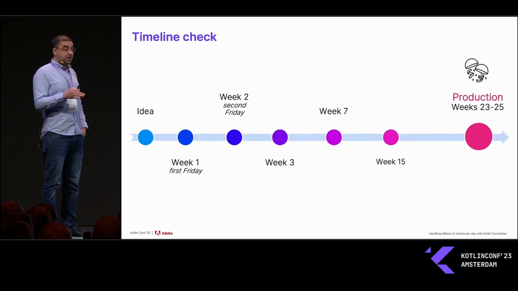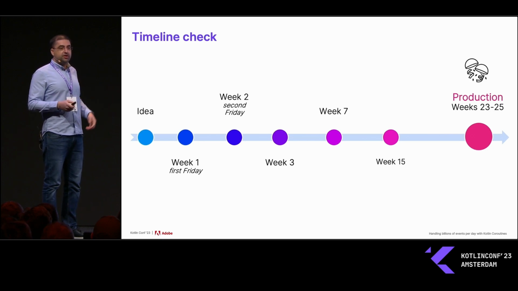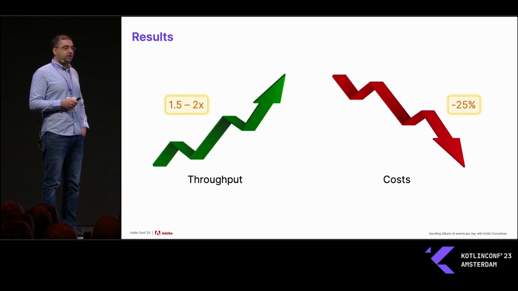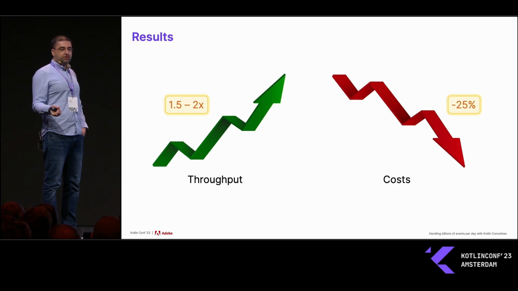And with all these changes, we managed, after more than 6 months of work, to finally put the new applications into production and meet our goals. As I said earlier, at the beginning, we almost doubled our throughput in the web layer, and we reduced the overall infrastructure by 25%.